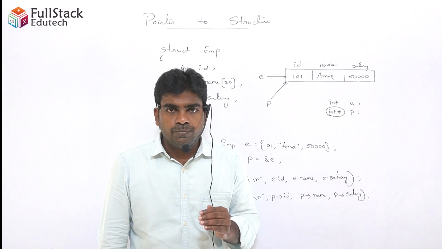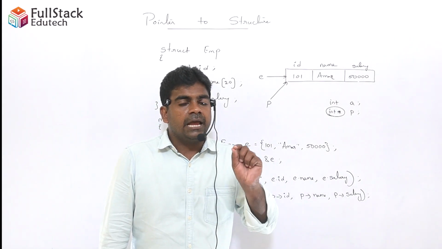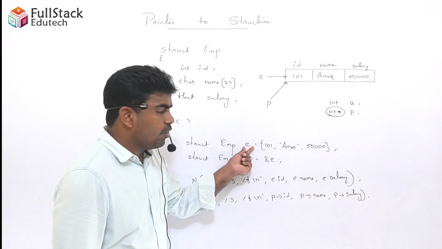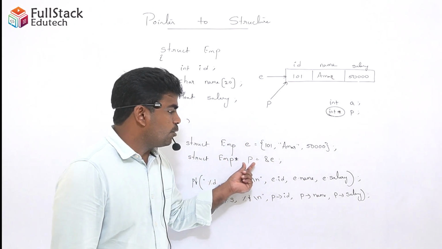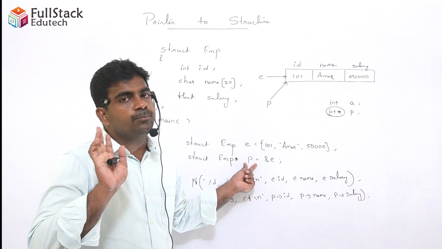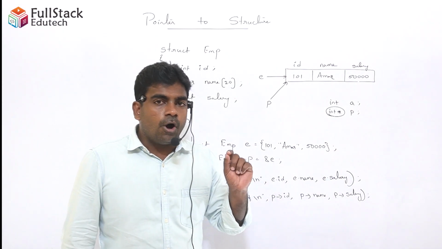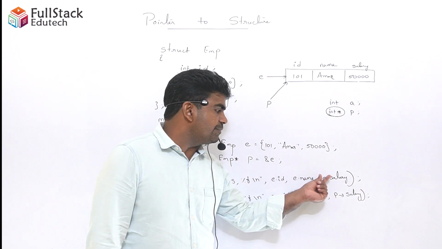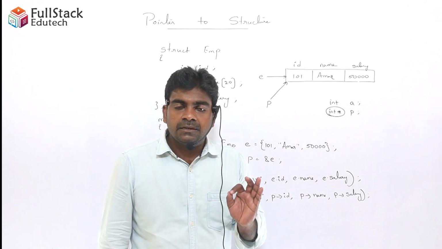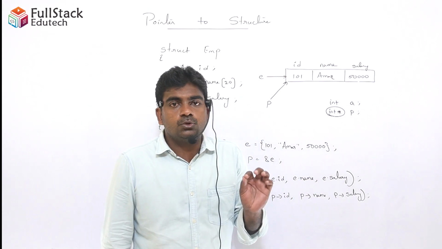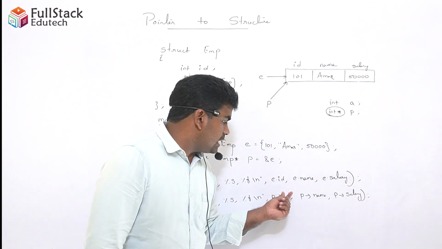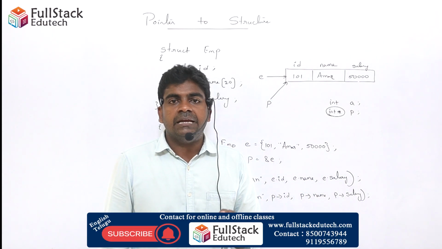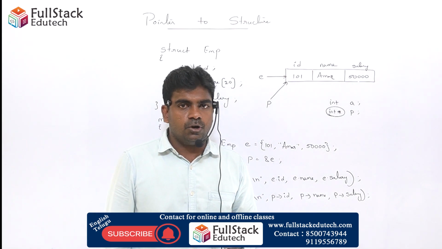But as of now, how can you make a pointer point to the structure? This is the simple way of making a pointer point to the structure. But remember one point: if it is an ordinary variable, to access through the variable we use the dot operator. But if you want to access through a pointer, we use the arrow operator. This is the concept we use everywhere in data structures and algorithms.